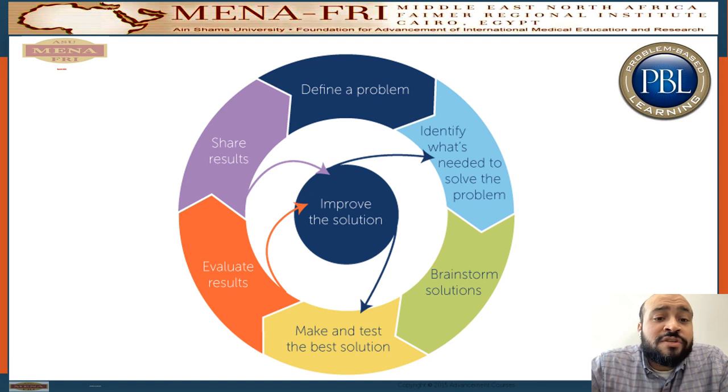This is another visualization of the cycle: defining the problem and identifying what is needed, a brainstorming session, making and testing hypotheses, then evaluating the result and sharing the results. Then evaluate it again to define a problem, and then it continues moving on and on.